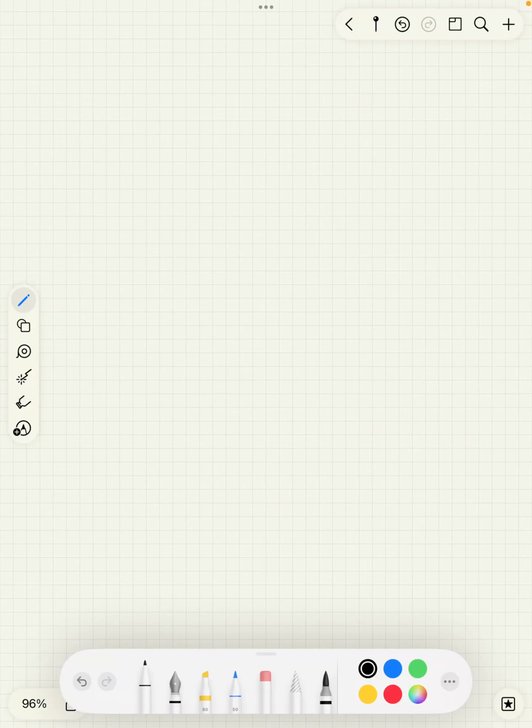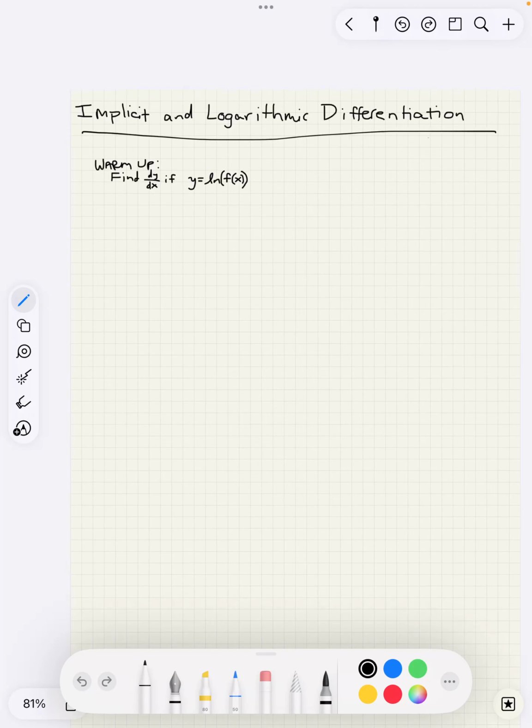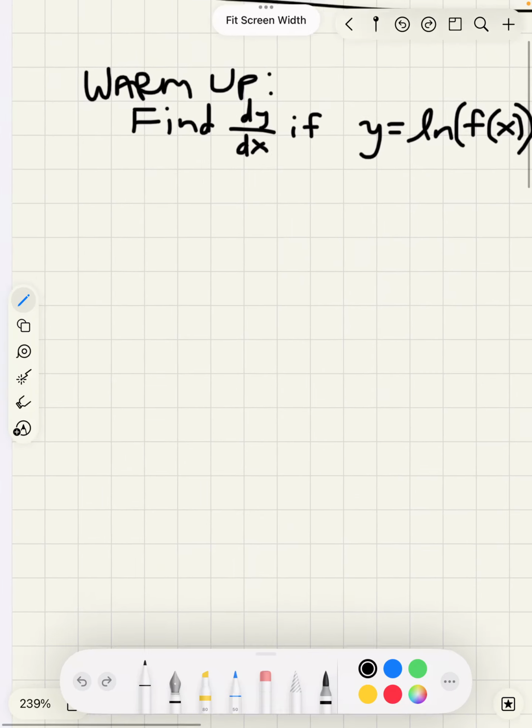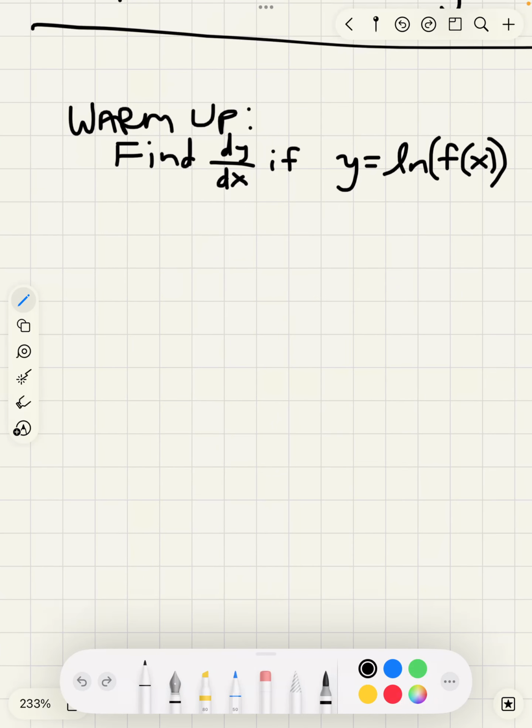Alright everyone, that implicit and logarithmic differentiation that is in section 3.5. To start off, I actually want everyone to take a minute and using the skills that we learned about the chain rule from section 3.4, try and see if you can do this problem. So everyone take a minute or so, pause the video, and see if you can come up with the solution on your own.